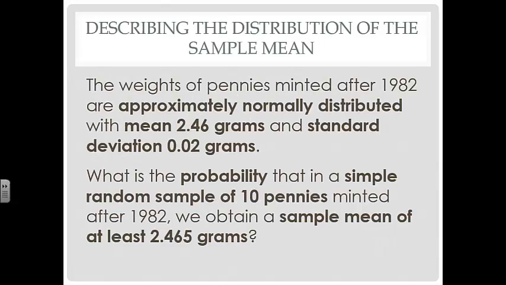So now let's describe the distribution. Again, we're looking at the weights of the pennies, and so you have the mean and the standard deviation there. What is the probability that in a simple random sample of 10 pennies minted after 1982, we obtain a sample mean of at least 2.465 grams?